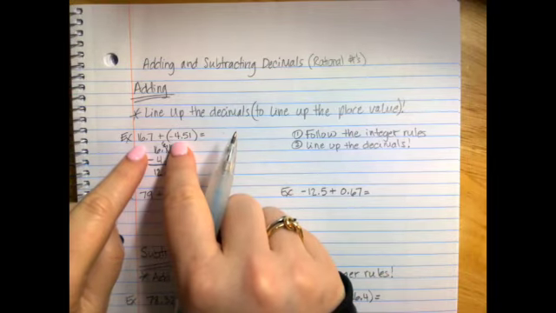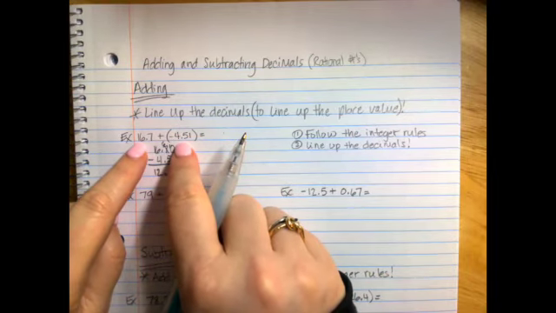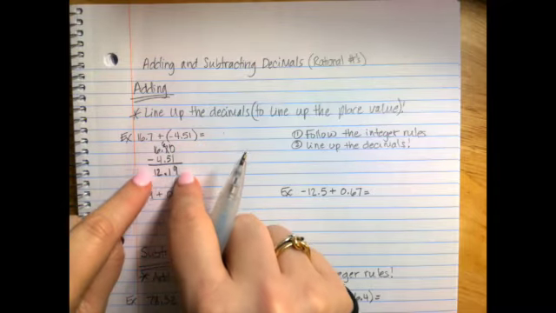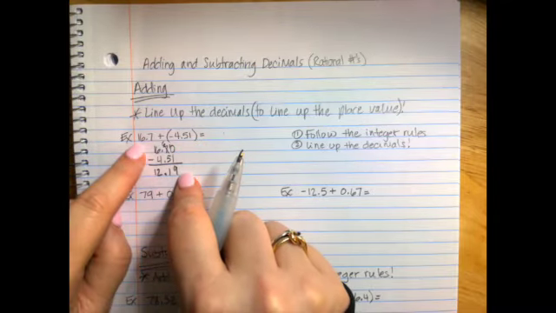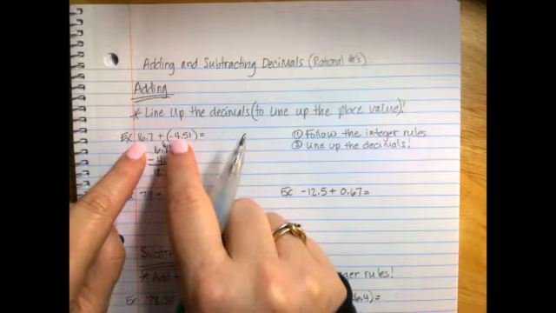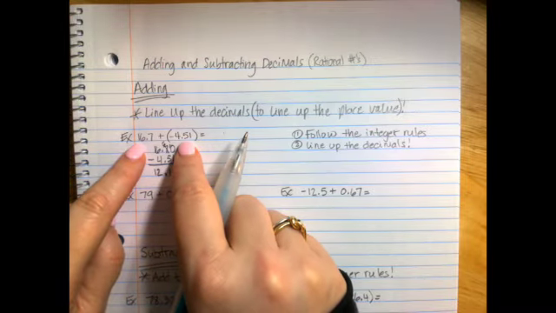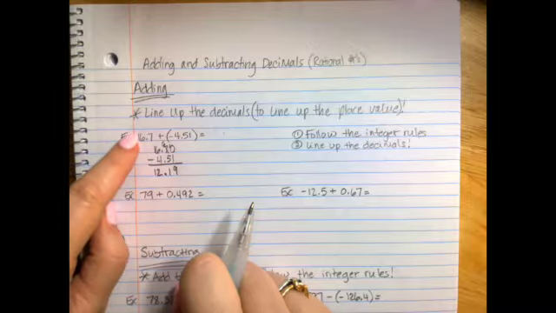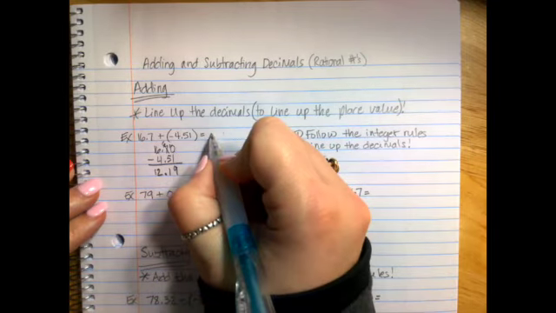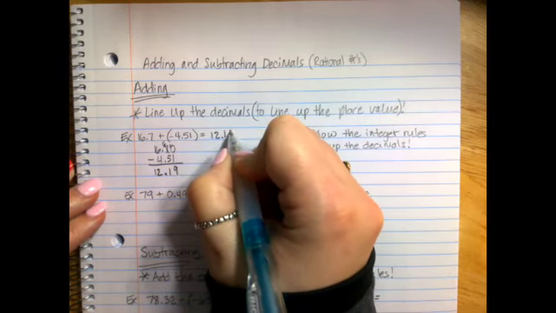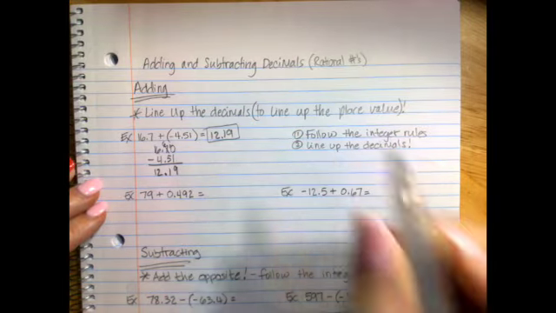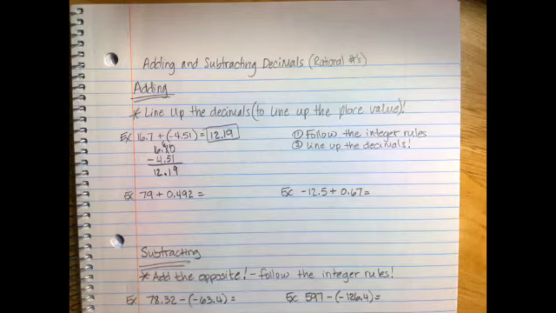Now, remember the rule here. Whichever one is the largest absolute value, your answer will take on that sign. 16.7. Absolute value over here is 4.51. 16.7 is bigger, so it is positive, so your answer is positive. So then we get 12.19 as our solution. Okay.